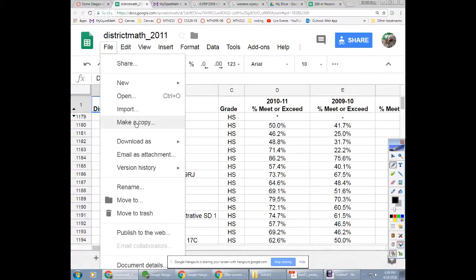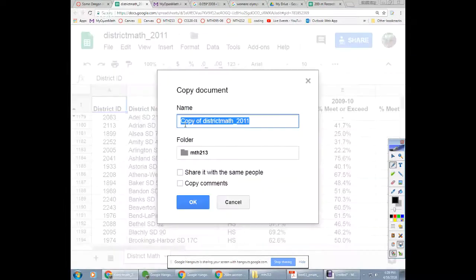Does anyone here prefer to work in Excel instead, or are you okay playing with Google Sheets? I highly recommend getting used to Google because almost every school district has a Google account now, and teachers use it, and the students end up using it. Let's see, make a copy. And I'm going to call it Gary's version of, in my Math 13 folder.